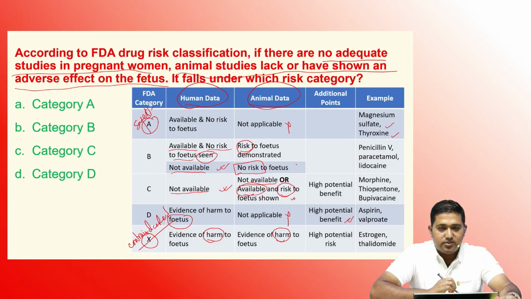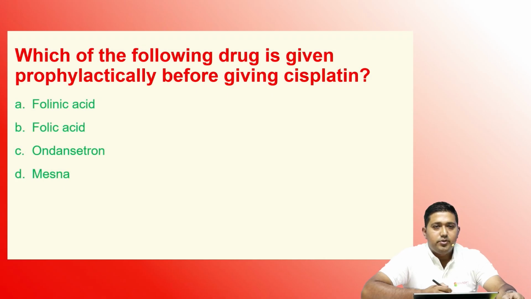So let's move towards our next question. Which of the following drugs is given prophylactically before giving cisplatin? Cisplatin is an anti-cancer drug, and as we all know, anti-cancer drugs are very notorious for their adverse drug reactions. Some of the adverse drug reactions are so severe that they cause dose limitation.